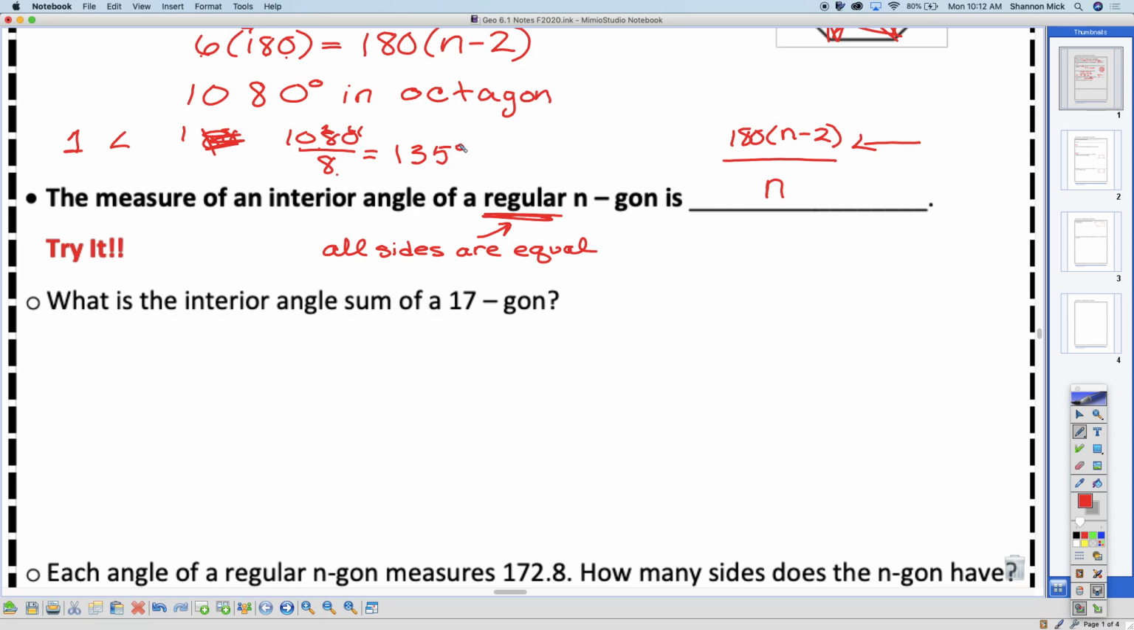Again, that's a regular octagon, not any octagon, right? What's different about a regular? All sides are the same. Okay, so what is the interior angle sum of a 17-gon?